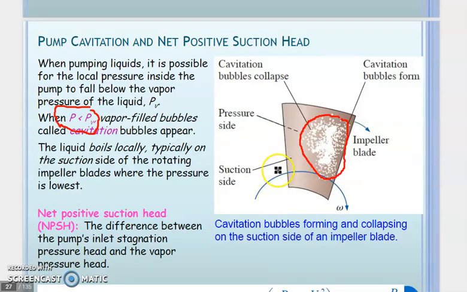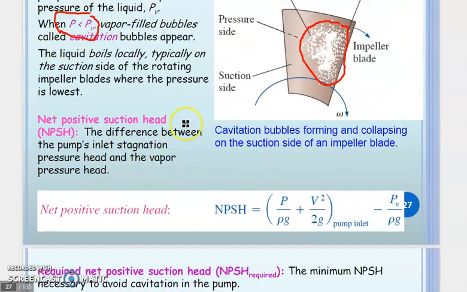So in order for us to avoid that, we need to have what we call the term net positive suction head. What is net positive suction head? It's actually the difference between the pump's inlet stagnation pressure head and the vapor pressure head. Okay, so I think that's all for this one.